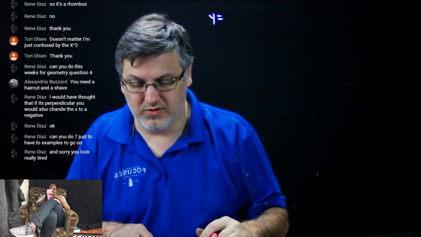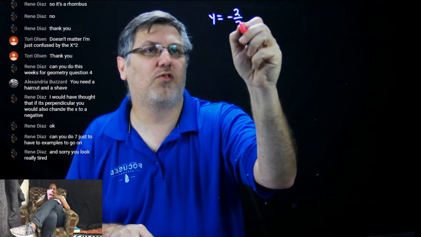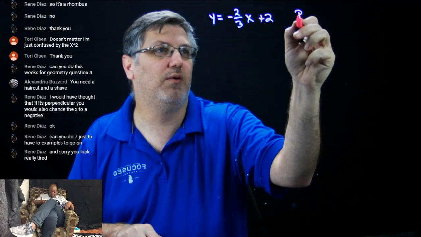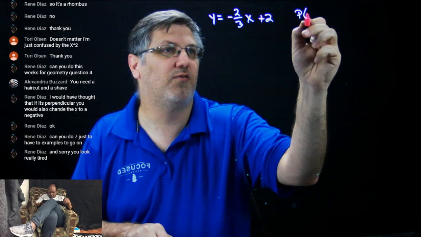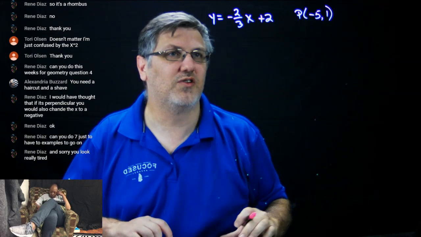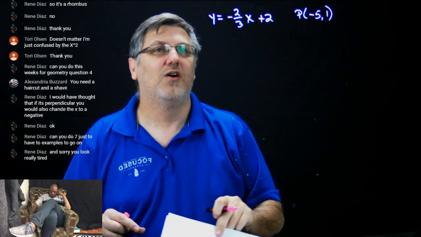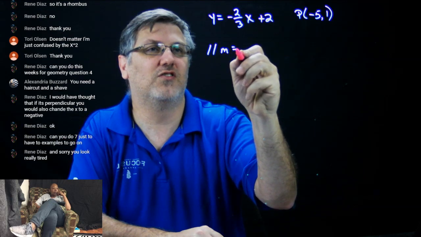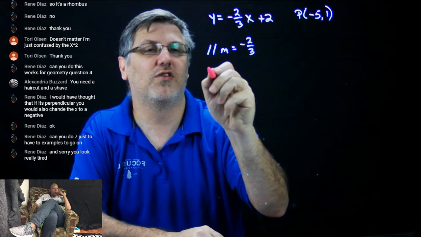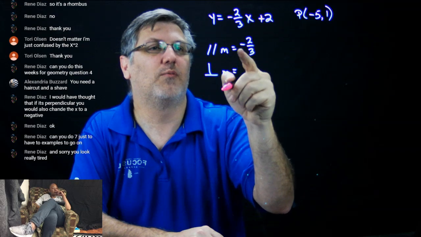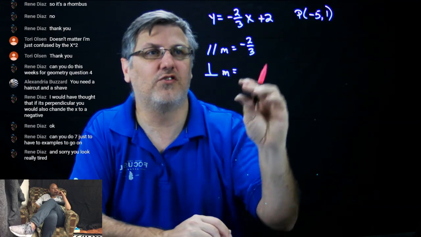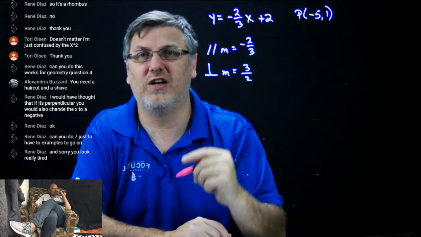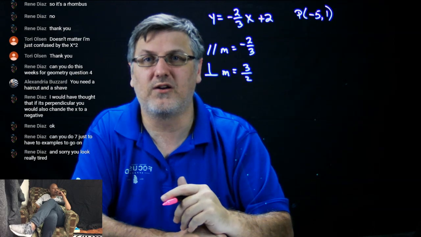Y equals negative 2/3 x plus 2. Point P is negative 5, comma 1. I was not nice on this at all. Okay, so my slope, negative 2/3. That means my parallel slope is exactly the same thing as negative 2/3. My perpendicular slope, I'm going to change it from negative to positive. I don't need to write the positive, but I'm going to take the fraction and flip it upside down. So it becomes 3/2, and you notice the sign changes. So here's my parallel and perpendicular slope.